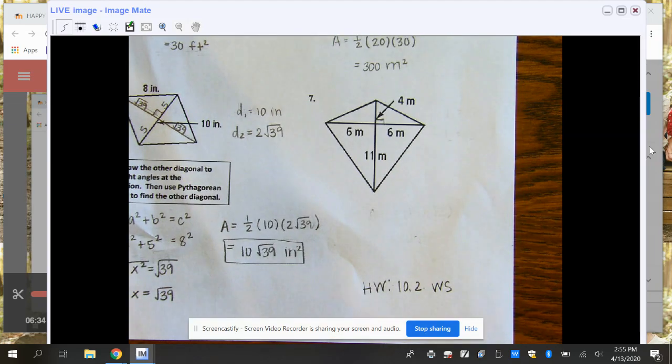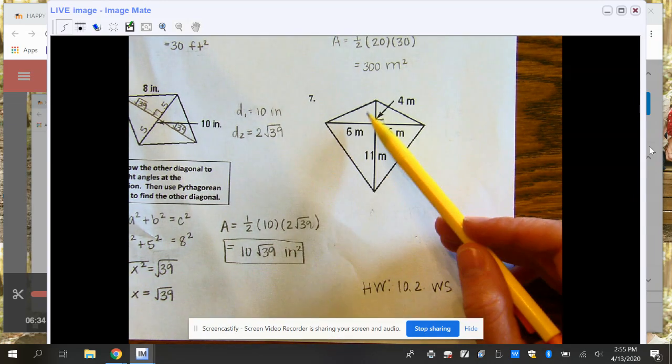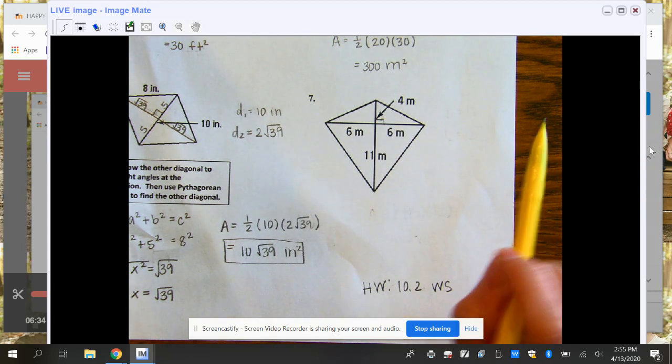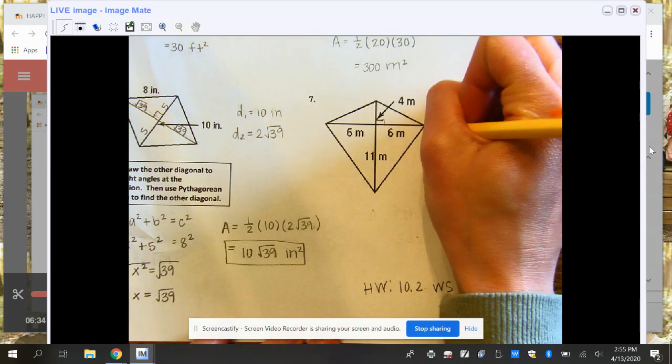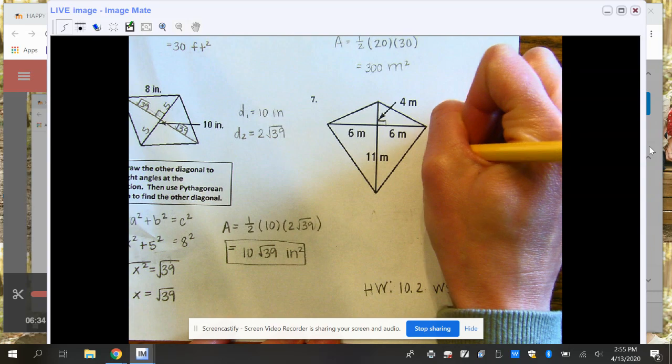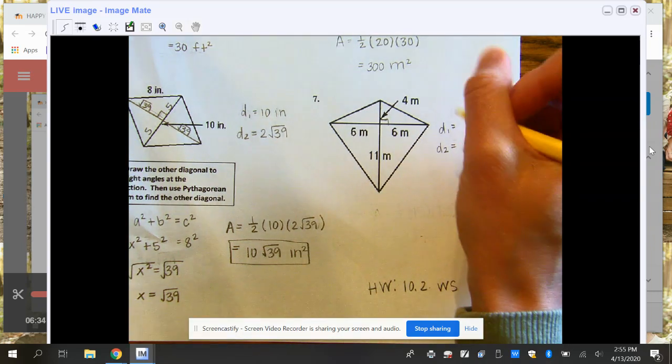And then our last example here, this one I kind of breathe a sigh of relief with as well, because it looks like I know all the lengths. So I'm not going to have to do Pythagorean theorem, don't have to use special right triangles to find any missing lengths. I can go ahead and just find the length of diagonals and then figure out the area.